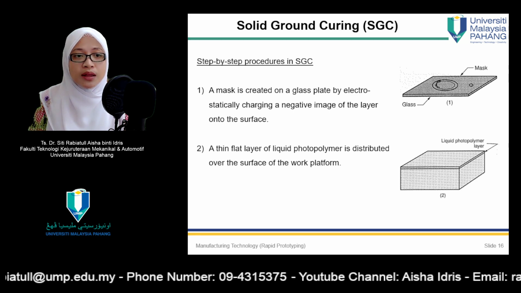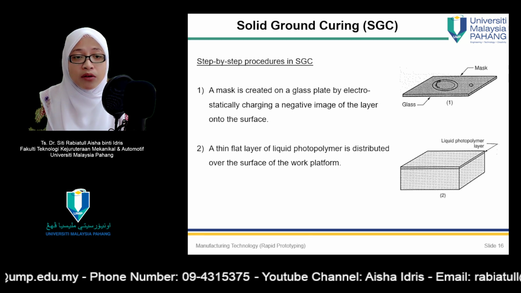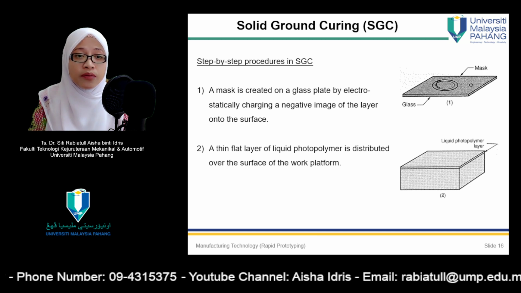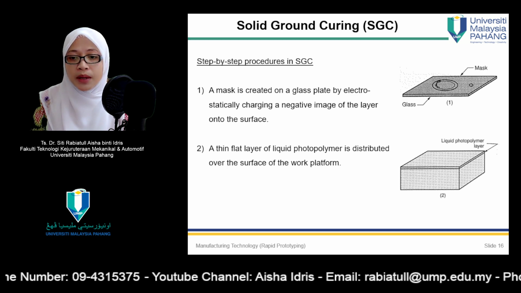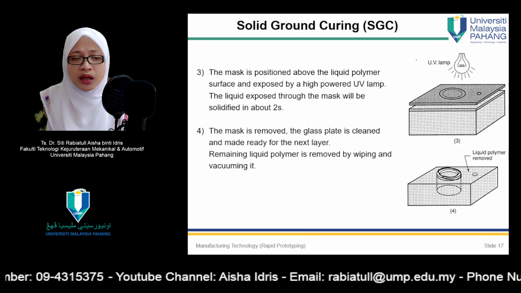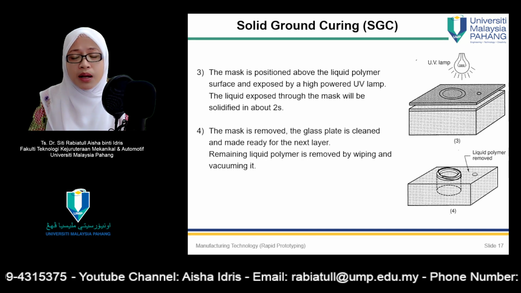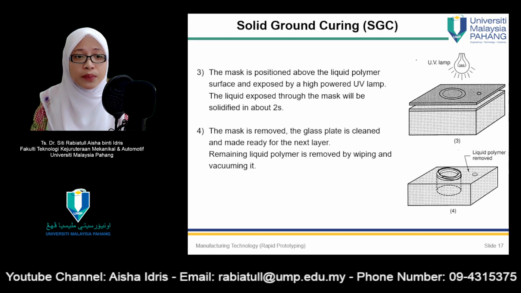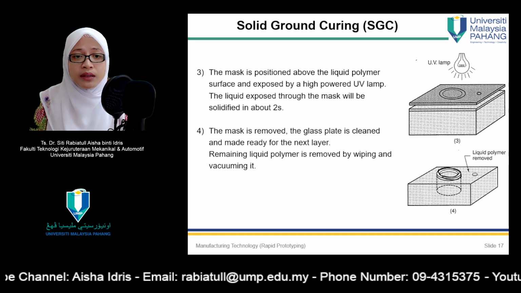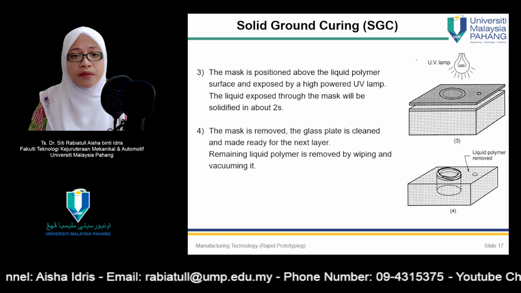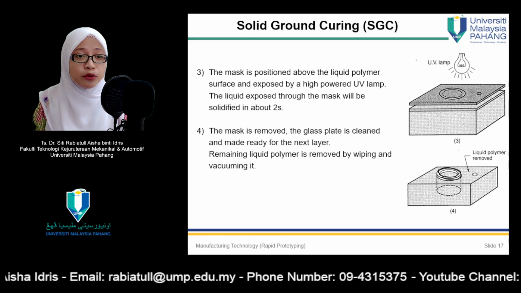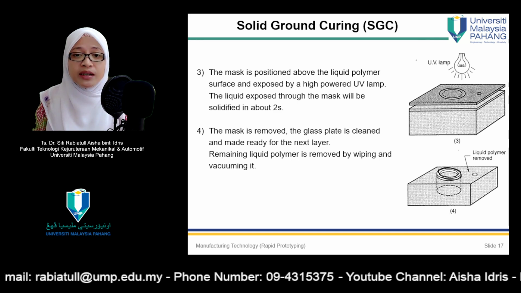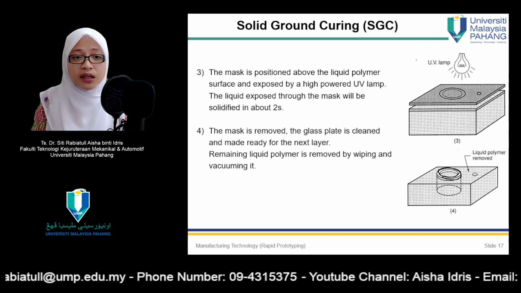Number two, a thin flat layer of liquid photopolymer is distributed over the surface of the work platform. Number three, the mask is positioned above the liquid polymer surface and exposed by a high-powered ultraviolet lamp. The portions of the liquid polymer layer that are unprotected by the mask are solidified in about 2 seconds. The shaded areas of the layer remain in the liquid state.